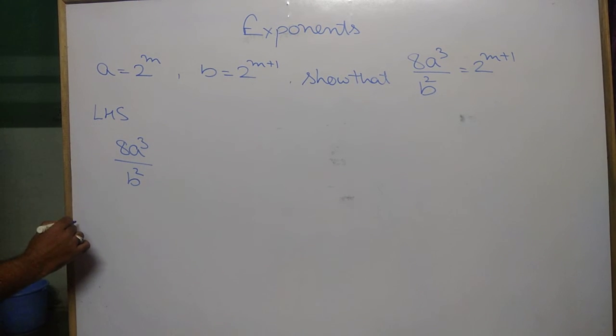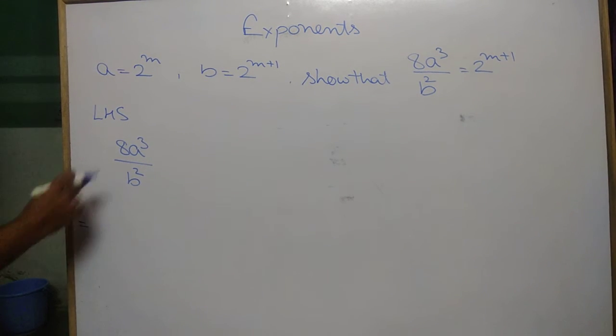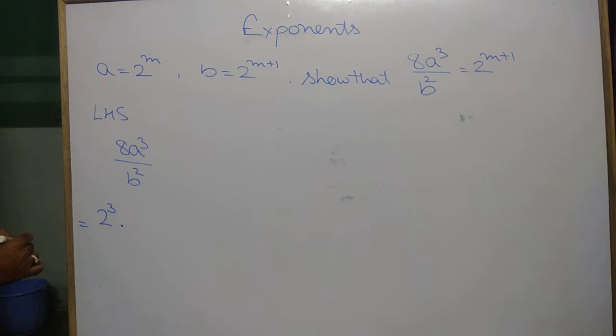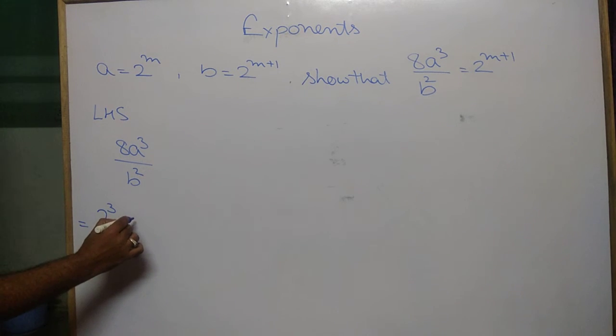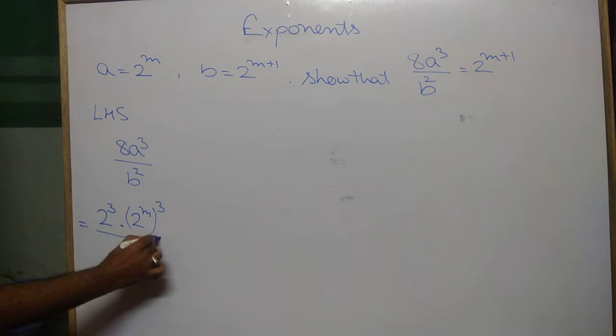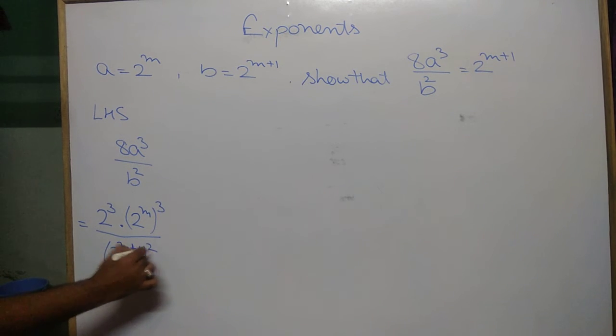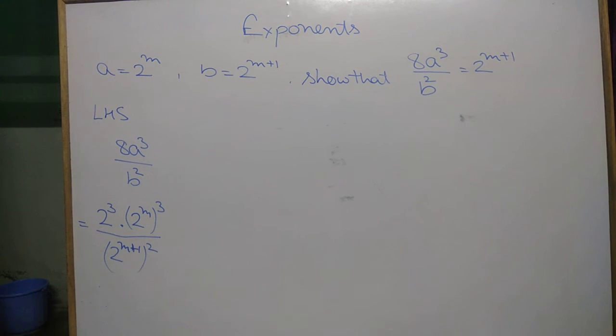So we do different things at a time. In place of 8 we can write 2 to the power 3, into a. The value of a is 2 to the power m, but here it is a to the power 3, so the whole to the power 3, divided by b. The value of b is 2 to the power m plus 1, and the whole to the power 2. Clear? Hope this one is clear to you. Now come to this side.